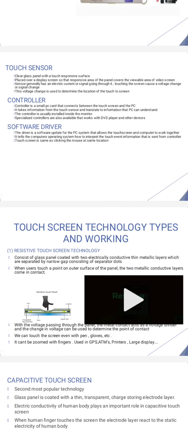Touch sensor is just the surface. The touching surface is called a touch sensor, placed over the display screen so that the responsive area of the panel covers the viewable area of the video screen. There should be some voltage change when we use a touch screen. The sensor generally has an electric current or signal going through it. Touching the screen causes a voltage change or signal change. This voltage change is used to determine the location of the touch on the screen.